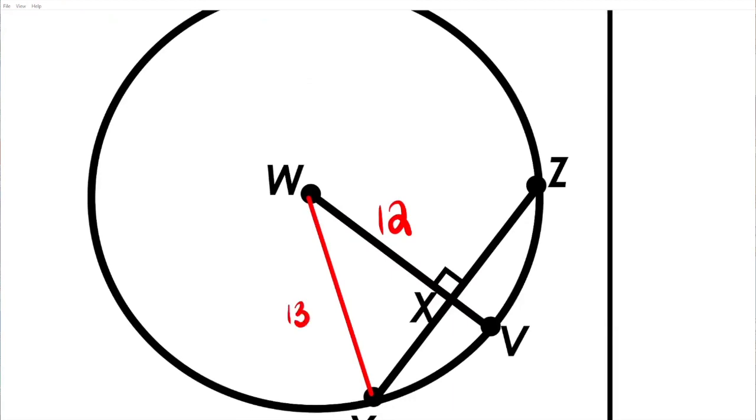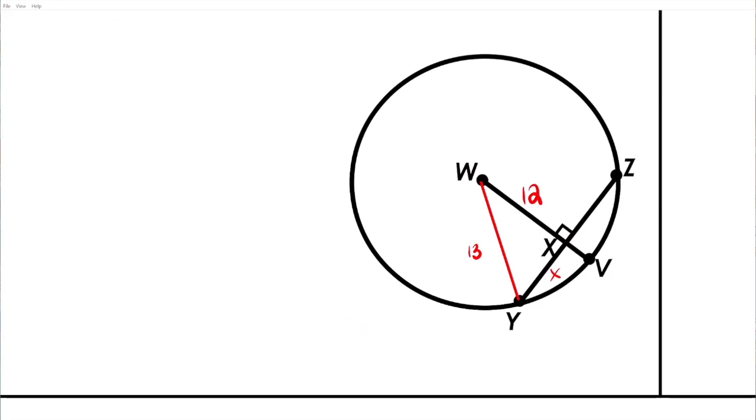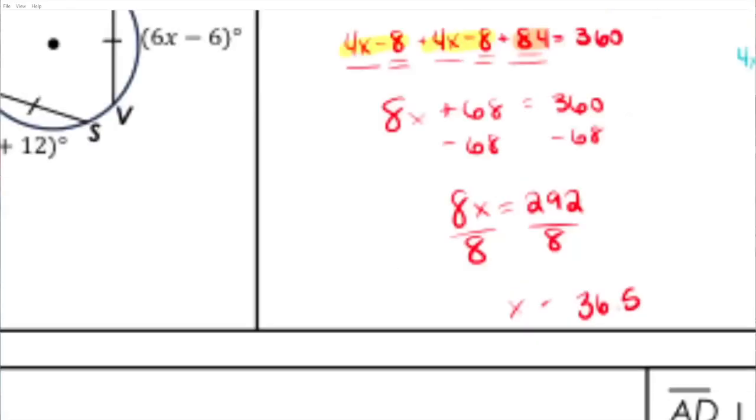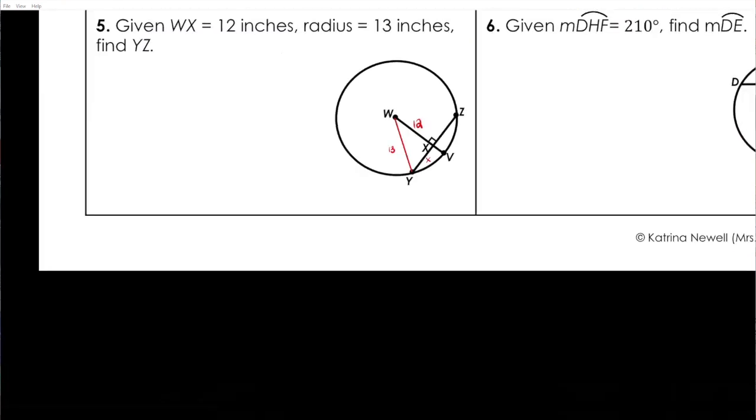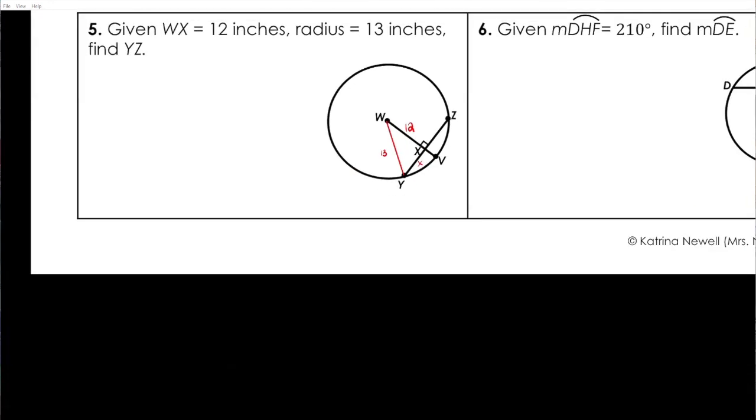And then what did we form? We formed a right triangle. Since we have a right triangle, we can do the Pythagorean theorem. So if we have a right triangle where we know 2 out of 3 sides, we can always do the Pythagorean theorem. Okay. So x squared plus 12 squared is 13 squared.